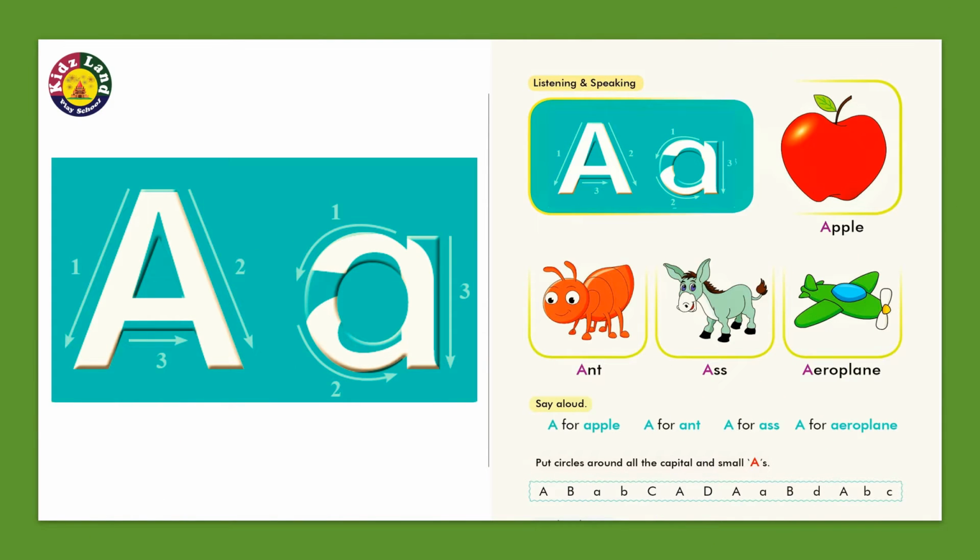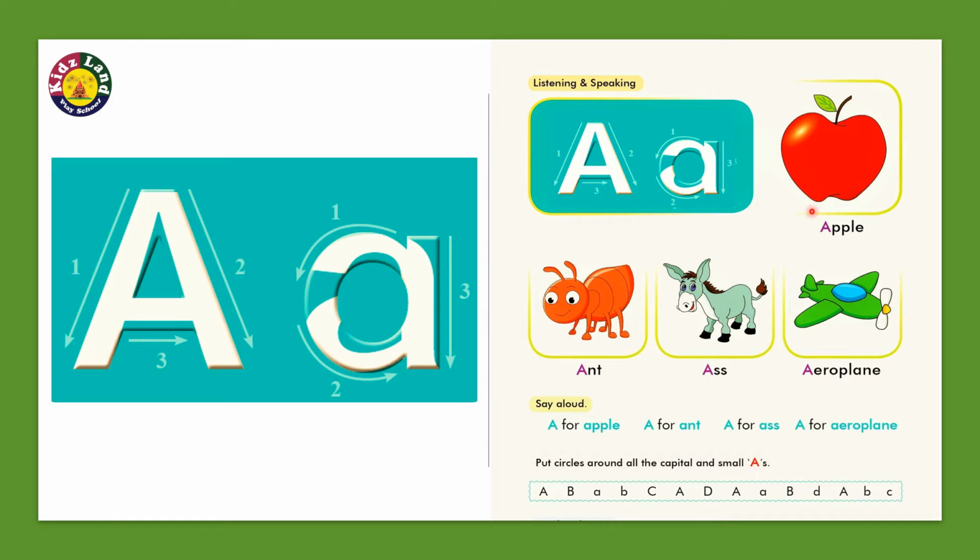First alphabet is A, capital letter A and the small letter A. If you don't know how to write these letters, please do check out the writing videos for both the capital letter and the small letter. In this video, I'll be only dealing with the speech, that is, we talk, okay?